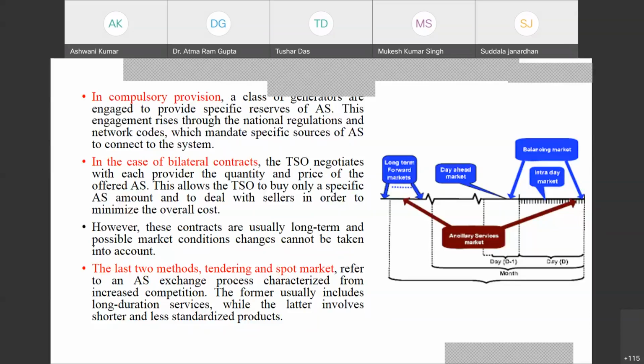But the last two methods, the tendering method and the spot market, are highly competitive methods. In a tendering method, we offer the tender, which may be an online tender or a tender posted in newspapers. But mostly, we have an online mechanism for the tendering process. And under this tender, many companies can compete for service provision, both technically and commercially, economically. Wherever there is price negotiation, the tender is cleared and the services are provided to the ancillary services providers.